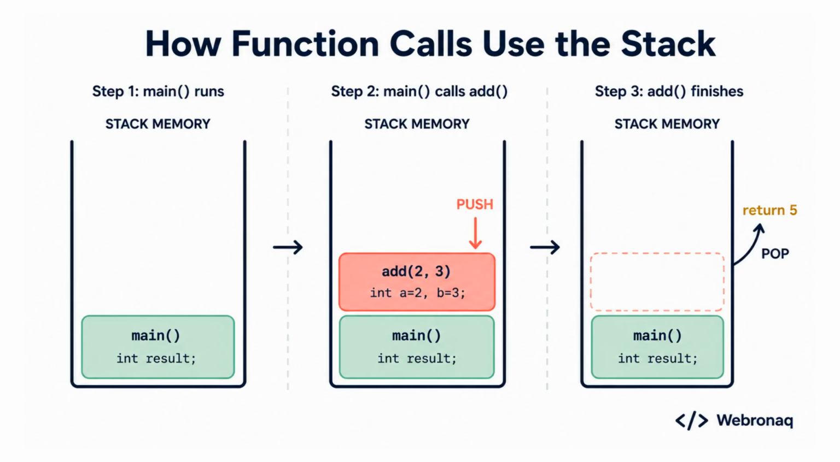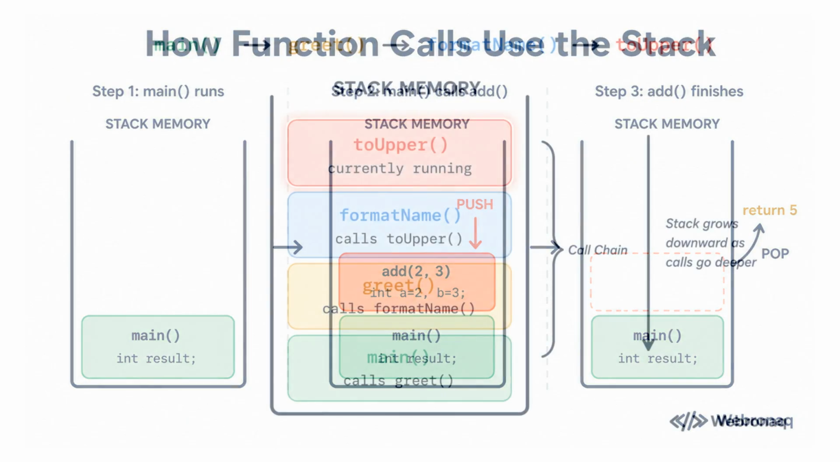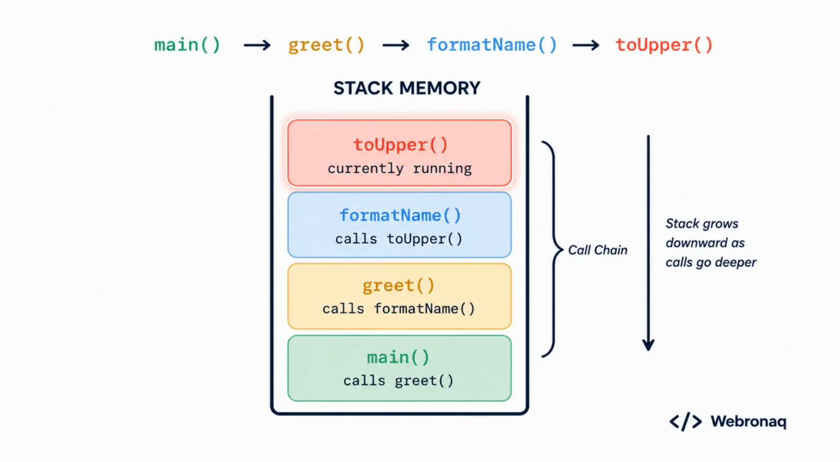Last in, first out. That's exactly how function calls work in memory. Now what if a function calls another function, which calls another, which calls another? Let's see what that looks like. Now look at this. In real programs, functions almost never run alone. They call other functions, which call other functions, and the chain can go pretty deep.